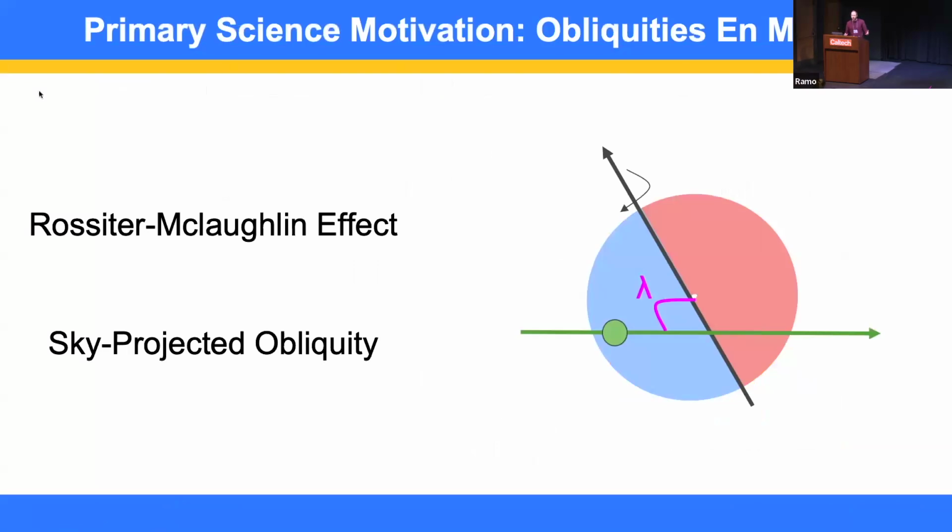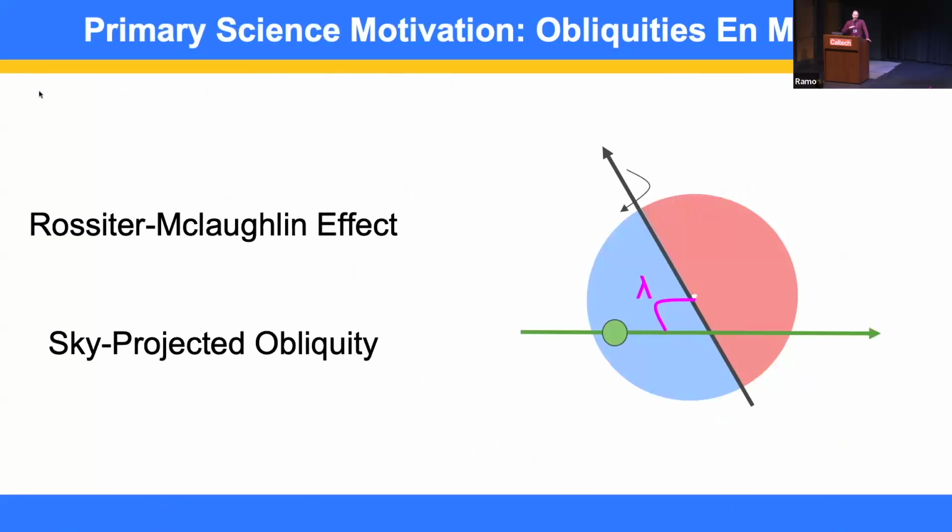One of the most common ways to measure the obliquity of a planet is with the Rossiter-McLaughlin effect, where you measure the RV anomaly of a planet during transit, and from the kind of ratio of blue to red light being blocked by the planet, you measure a sky projected obliquity. And this is really great.